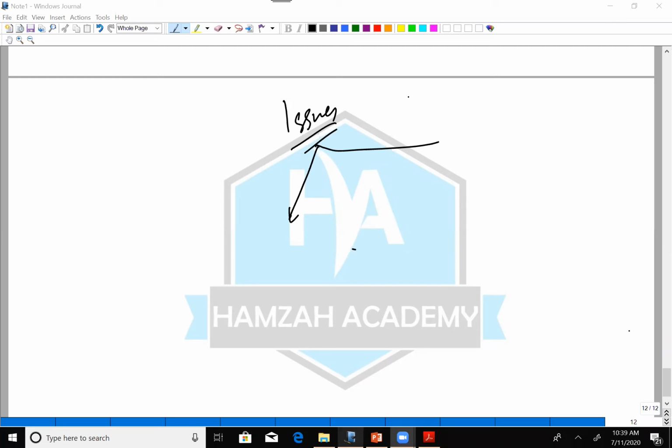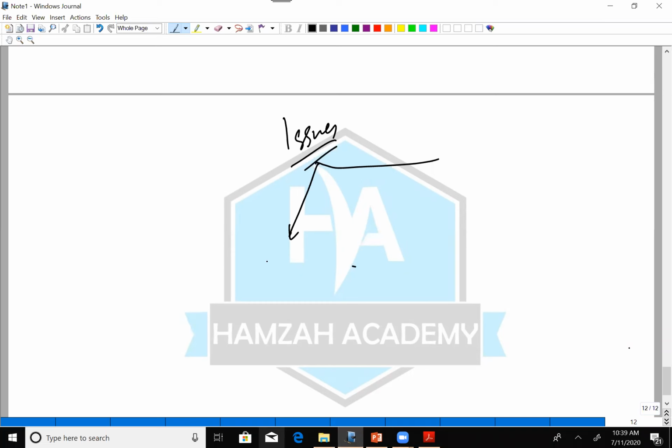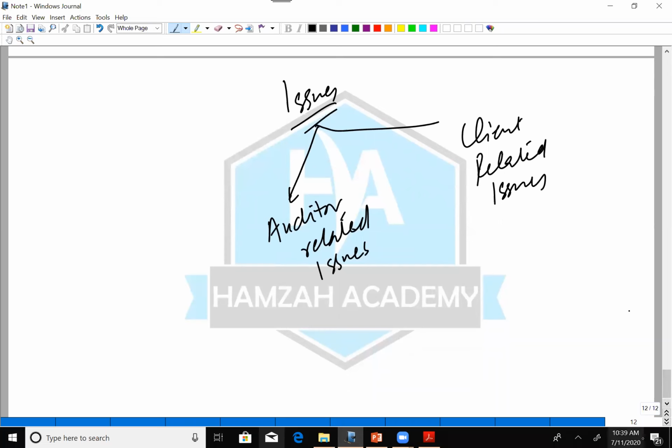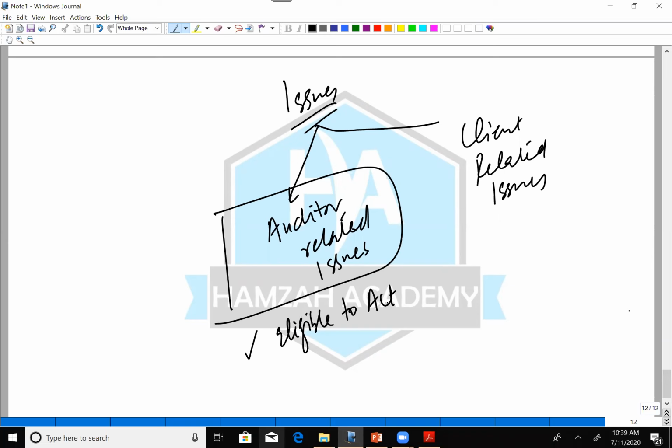Yes, please. I was talking about issues. Issues are of two types. One is auditor related issues. The other is client related issues. Auditor related issues, what can they be? The auditor needs to check before accepting any audit whether the auditor is eligible to act for the same client as auditor or not, which has approval for audit.